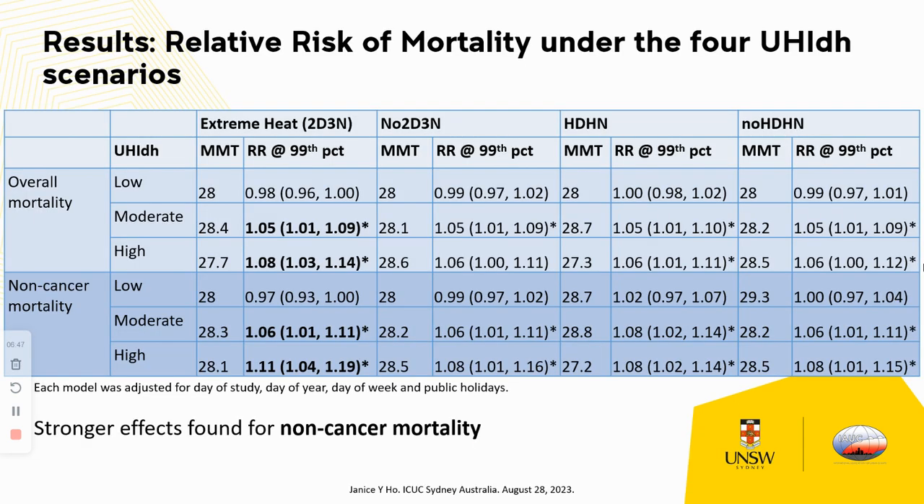This is the same information, but in a more numerical form, indicating the relative risk of mortality under each of these scenarios. You can see that in the extreme heat scenario, the moderate relative risk was 1.05, whereas the high areas had 1.08, whereas for the other three scenarios, there's not really that contrast numerically. This was for the 99th percentile temperature. Additionally, if you looked at non-cancer mortality instead of just overall mortality, we found an even more extreme contrast. So there were stronger effects for non-cancer mortality.